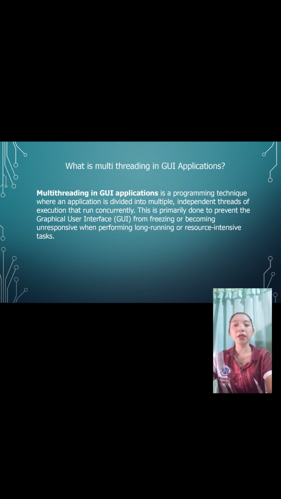Multi-threading in GUI applications is a programming technique where an application is divided into multiple, independent threads of execution that run concurrently. This is primarily done to prevent the graphical user interface (GUI) from freezing or becoming unresponsive when performing long-running or resource-intensive tasks.